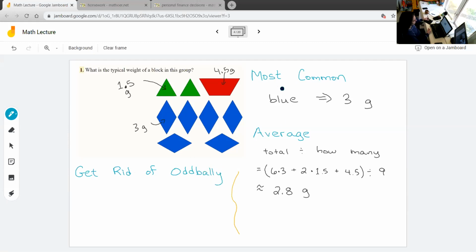It's similar to most common, but most common sort of emphasizes the one thing that appears the most. Whereas this one, there might be several things that we're keeping. We're just getting rid of all the weird ones. In this particular case, it's still true that the greens and reds, there just aren't enough of them. So we'll get rid of them. And all we have left is the blue, which is also 3 grams.